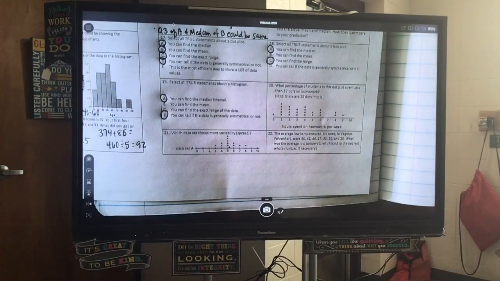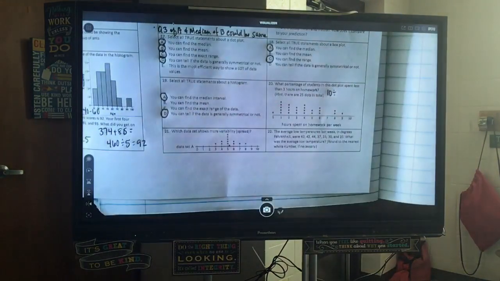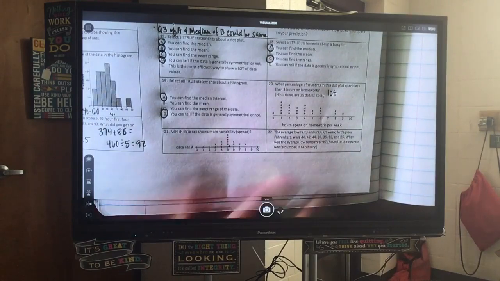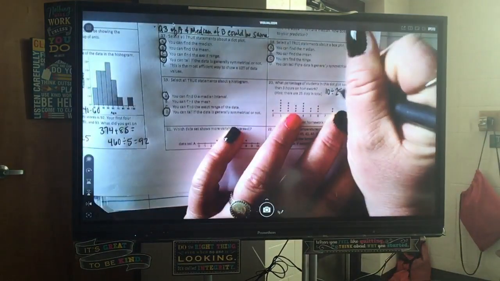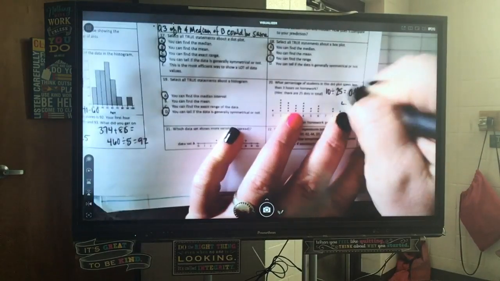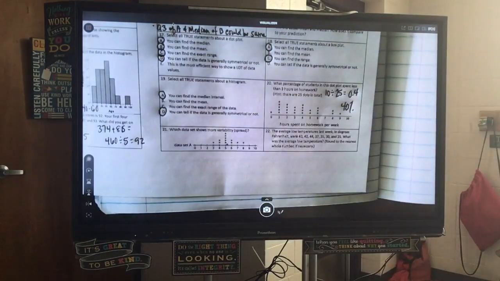Raheem. 10. Alright, Raheem, what are we dividing 10 by? By what? Not 3. How many total dots do we have? 25. So when you do 10 divided by 25, you get 4 tenths. So 40%. Yes. Can we do it backwards? I don't care what you do as long as you get that answer.